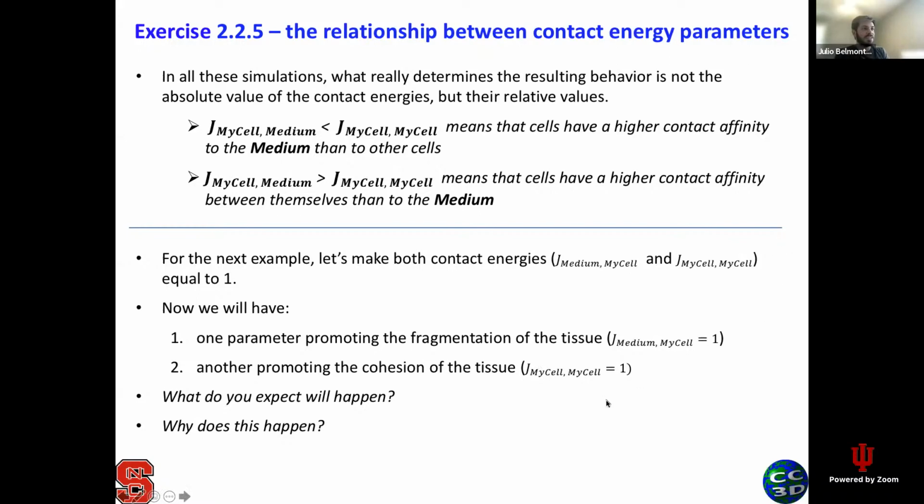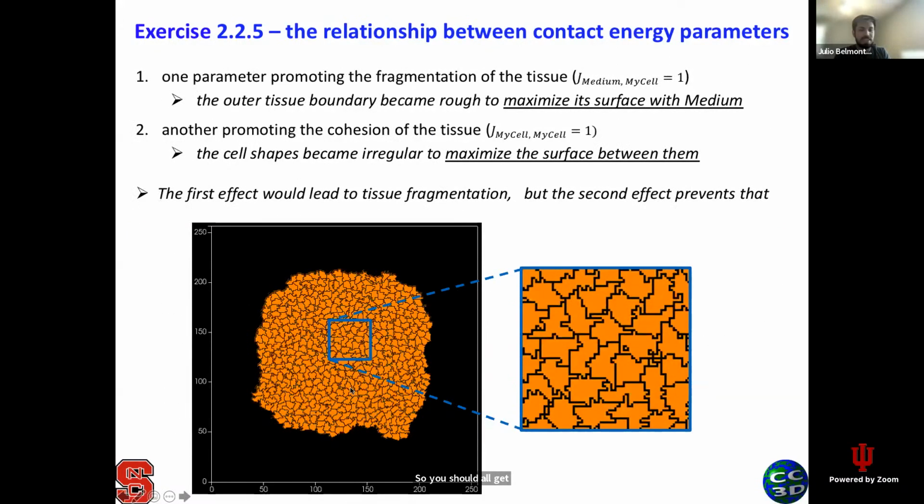So you should all get something that maybe looks like this. All right. So you still have the same effect that the bulk tissue just looks the same as before. The only difference is that the outside of the tissue now looks very rough, but the cells do not spread, okay? So yes, now the two energies are the same, right? But the temperature is much higher than what you had before, as Melaine noticed, okay?